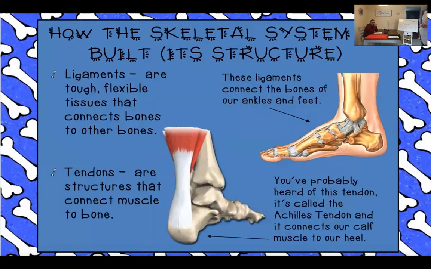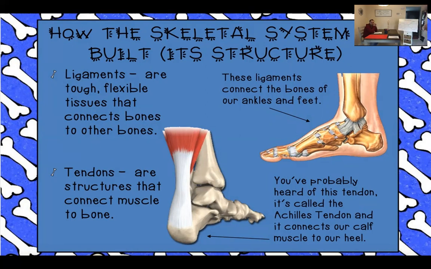And now we have ligaments and tendons, which I'm sure all of you have heard of before. Ligaments are more tough. They are still flexible, but they connect bone to bone. You can see in the ankle picture there, the ligaments connect the bones in our ankles and feet. So there are several ligaments that you can view there, the white portions in the ankle region. And then for tendons, tendons are structures that connect bone to muscle. So they're different from ligaments. Ligaments connect bone to bone. Tendons connect bone to muscle. So again, that allows for movement in a certain area.